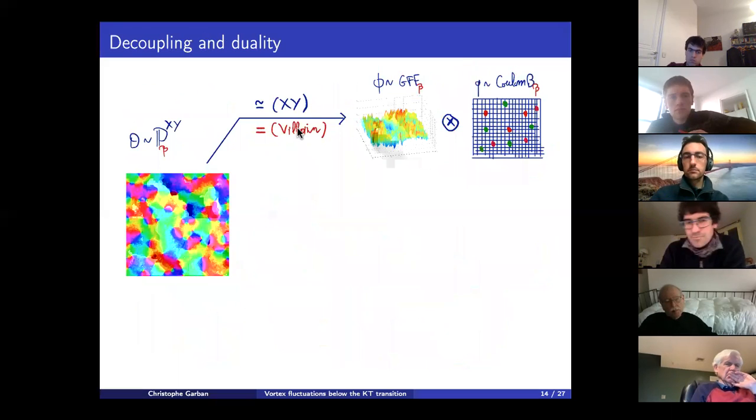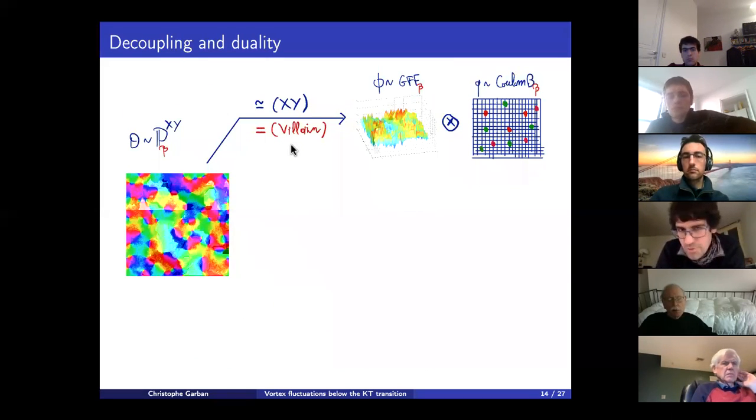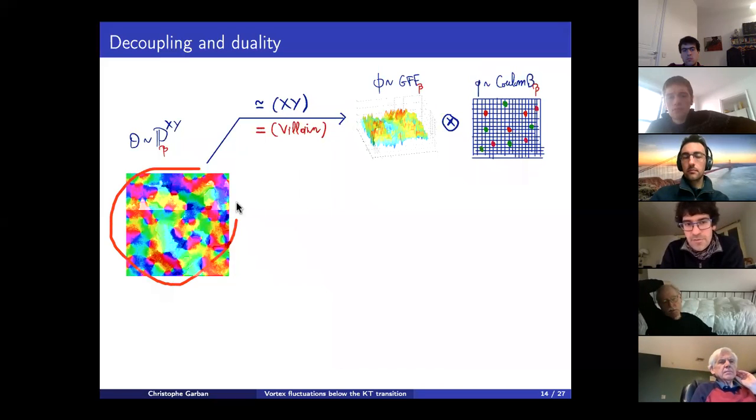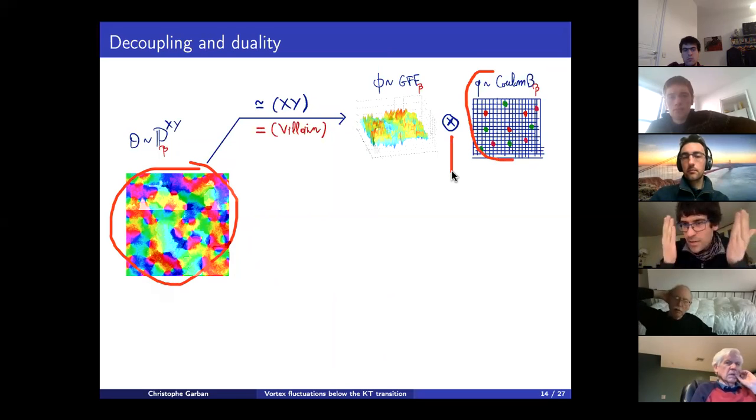Okay, so why do we want to go to the Villain model? Me, because I prefer Gaussian than case-modified Bessel function, but the true reason is that when you take the Villain model, this field here, this Villain field, in fact, exactly decouples into a Gaussian free field and something that lives on the two forms, and this will be what is called the Coulomb gas. And these two are exactly independent of each other.